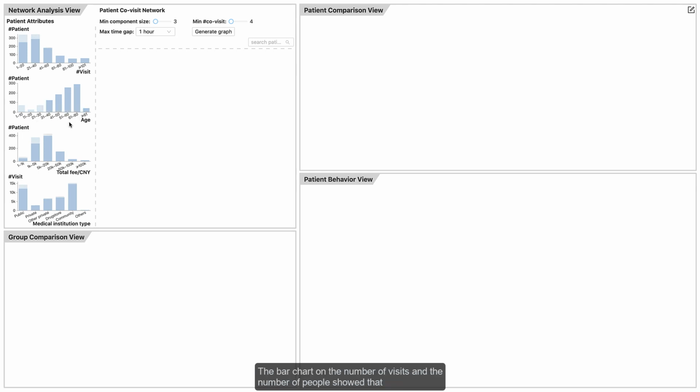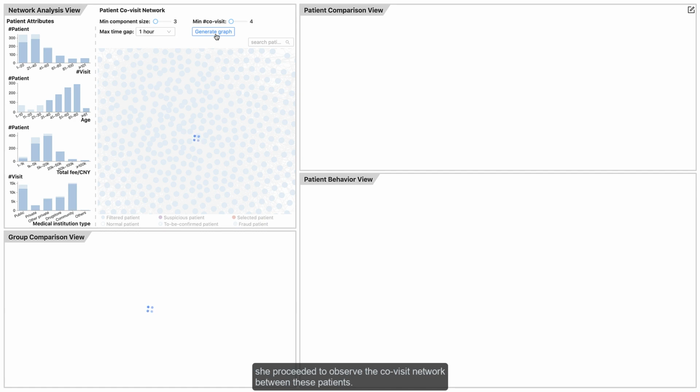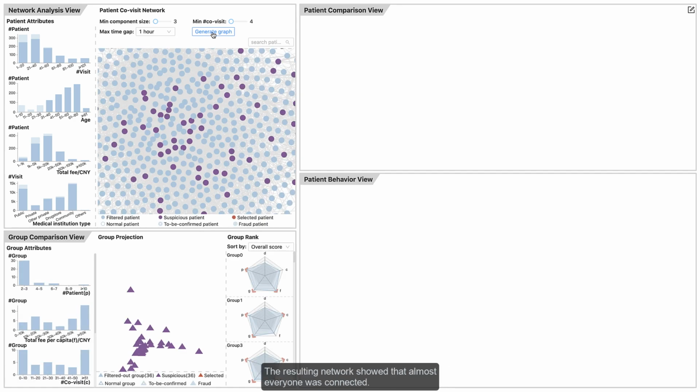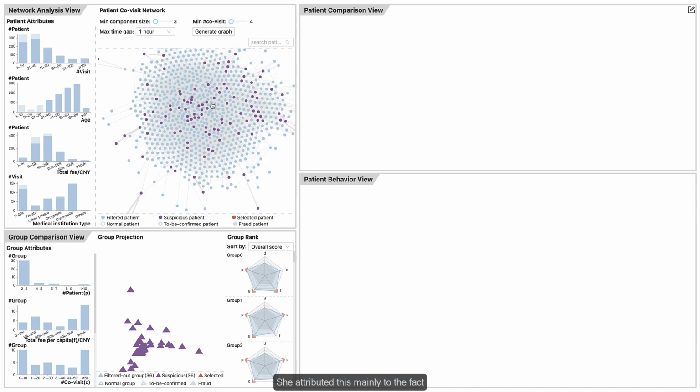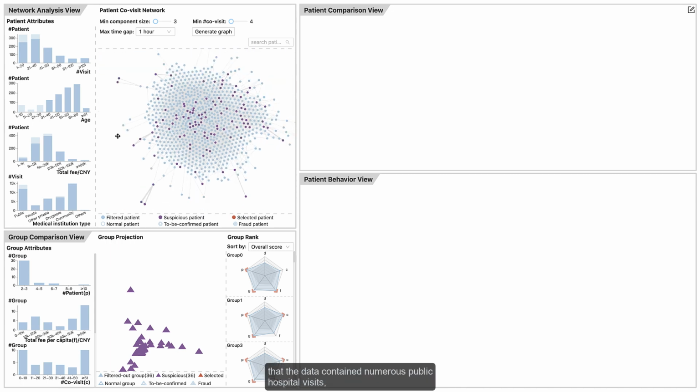The bar chart on the number of visits and the number of people showed that the majority of patients with more than 60 visits were the patients retained after filtering and were also the primary visitors to various medical institutes. After understanding the basic characteristics, she proceeded to observe the co-visit network between these patients. The resulting network showed that almost everyone was connected. She attributed this mainly to the fact that the data contained numerous public hospital visits, making it easy for patients to have co-visits with others.